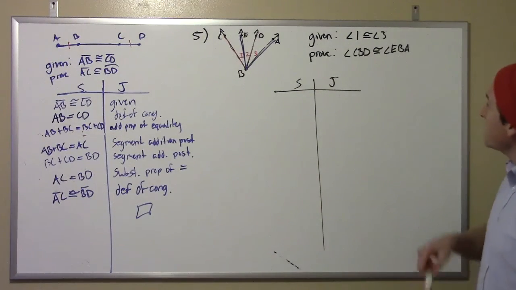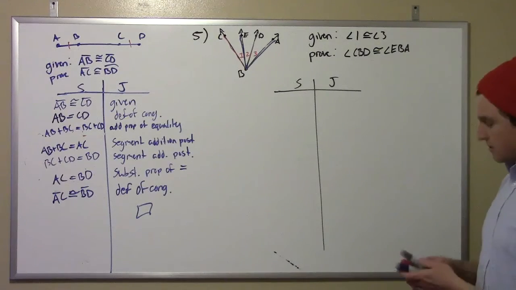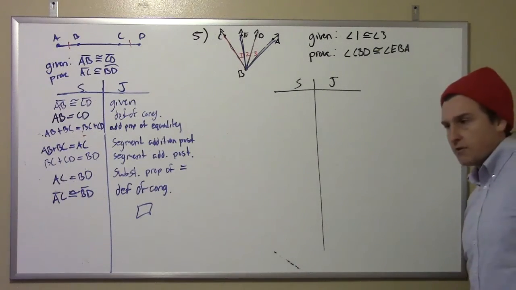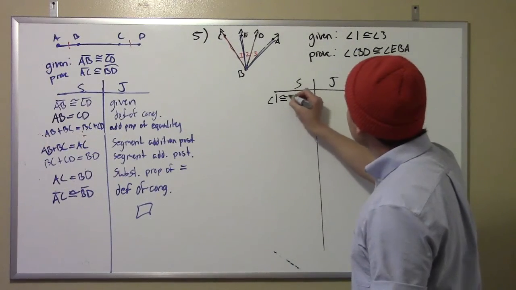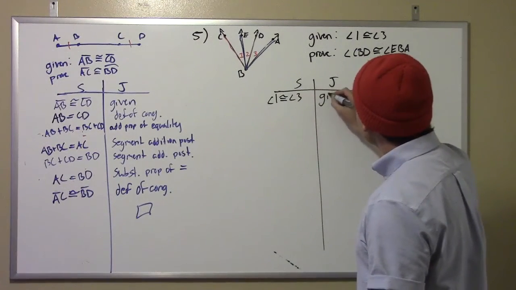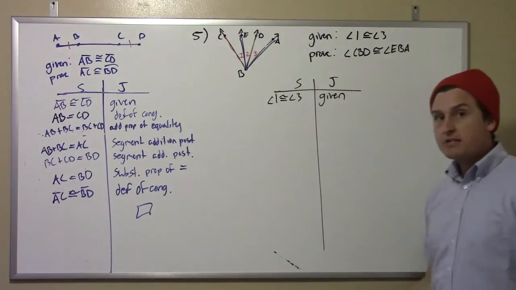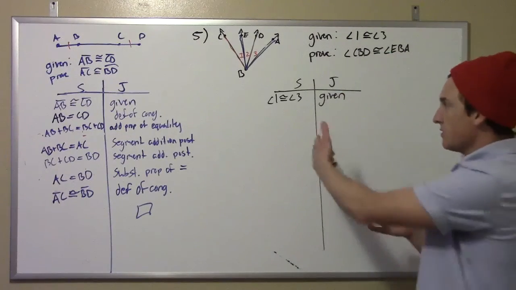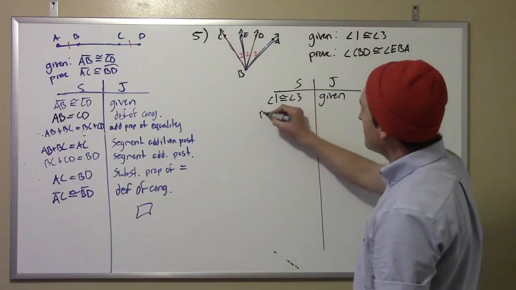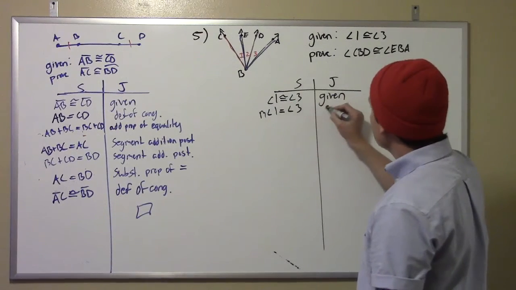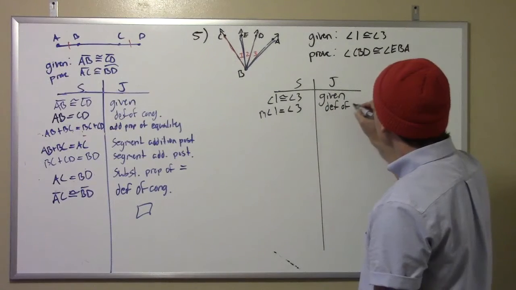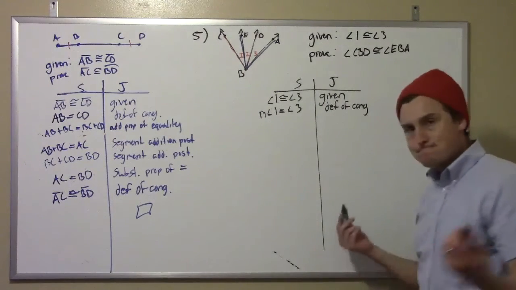Okay, let's start off with the given here. So we know that angle 1 is congruent to angle 3. Well, what does that even mean? It means their measurements are equal, right? So when we start with a congruent statement, the next statement we have is usually an equality statement, right? Definition of congruence. Okay, no problem.